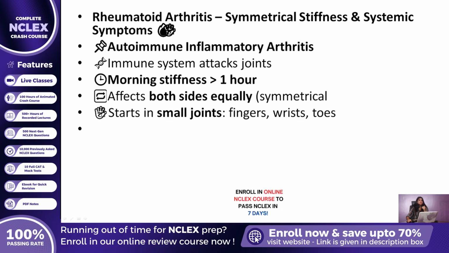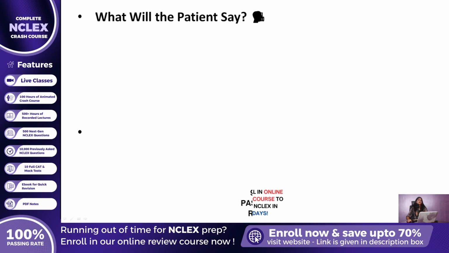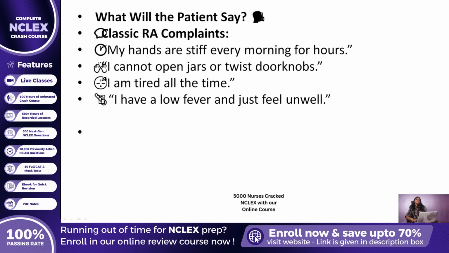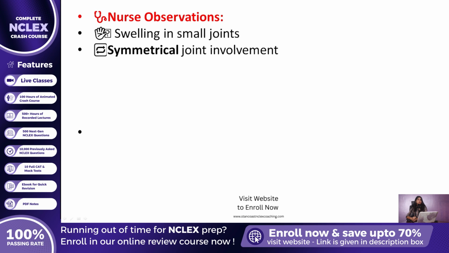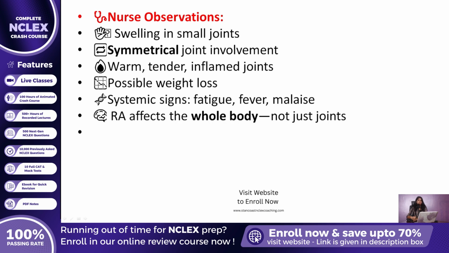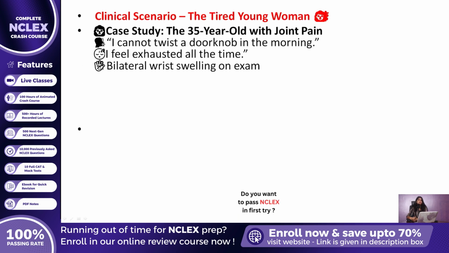Since this is an autoimmune condition, you will also hear about a variety of systemic symptoms: fatigue, low-grade fevers, unintentional weight loss, and just an overall feeling of being unwell. Let us bring it to life with an example. A 35-year-old woman comes in and says, "Every morning my fingers are so stiff I cannot even twist a doorknob, and I'm just tired all the time."